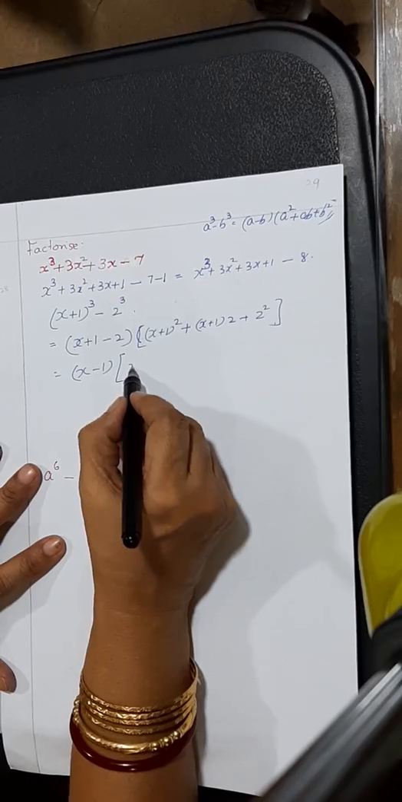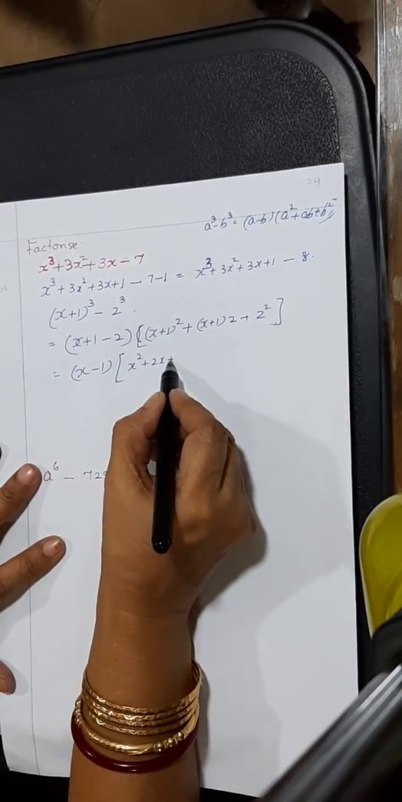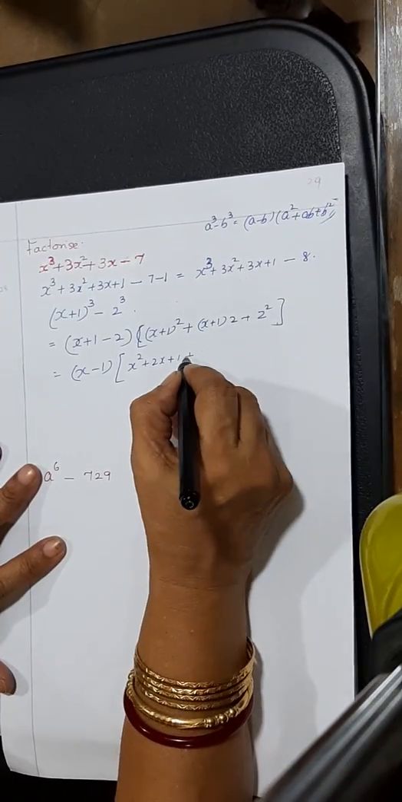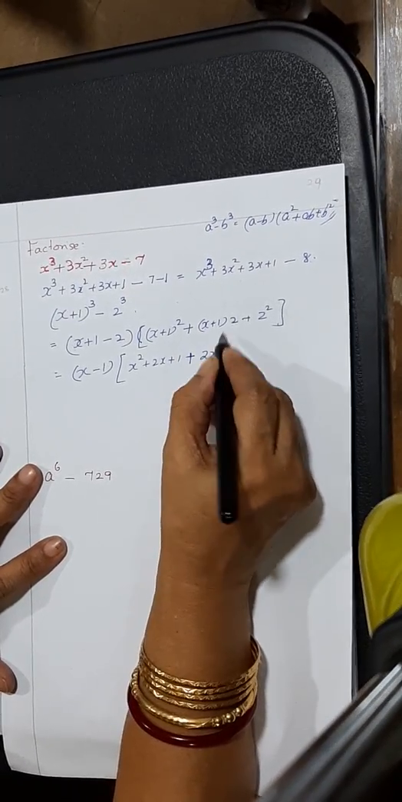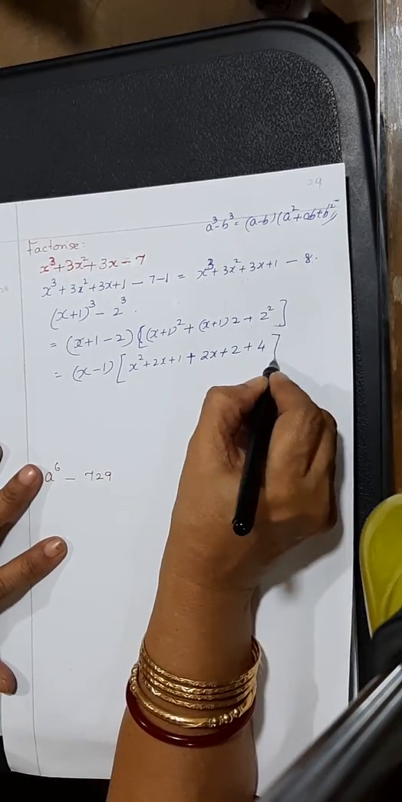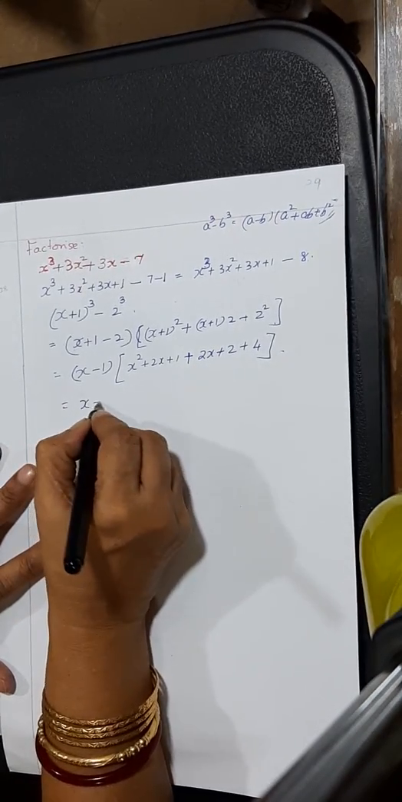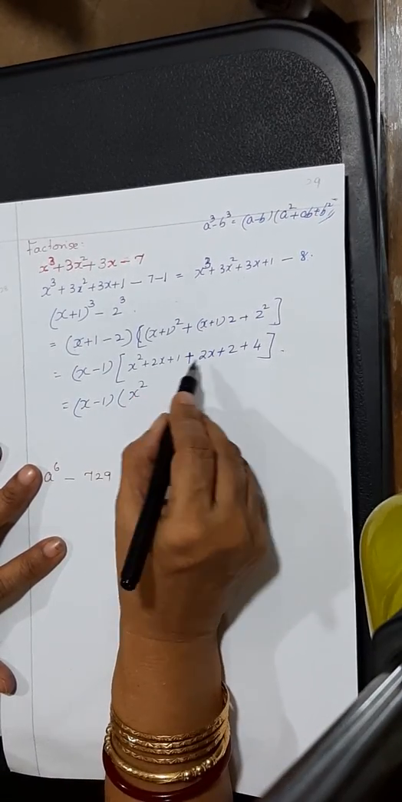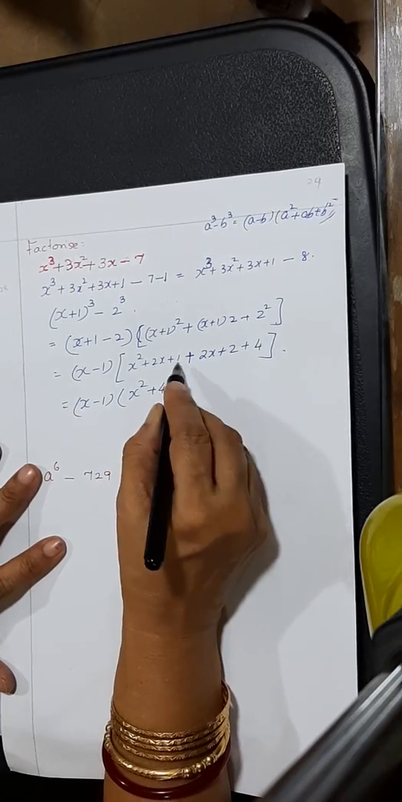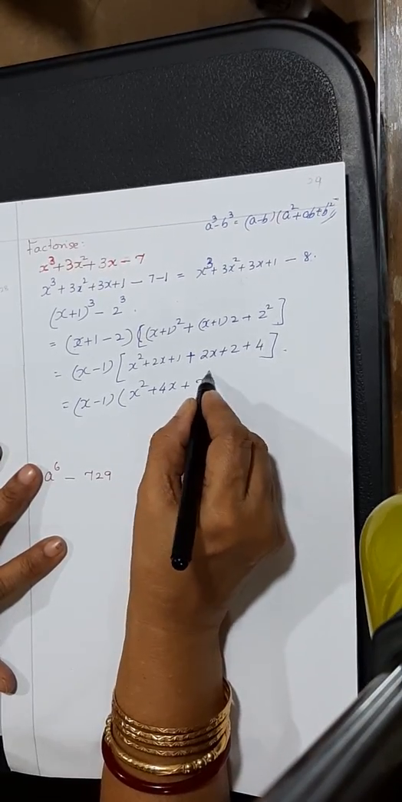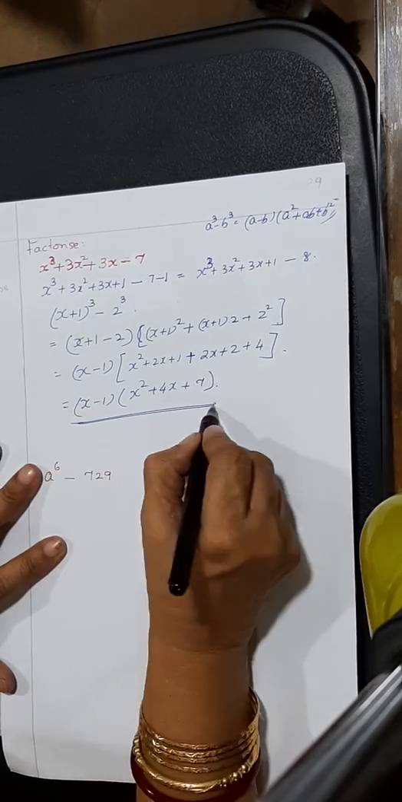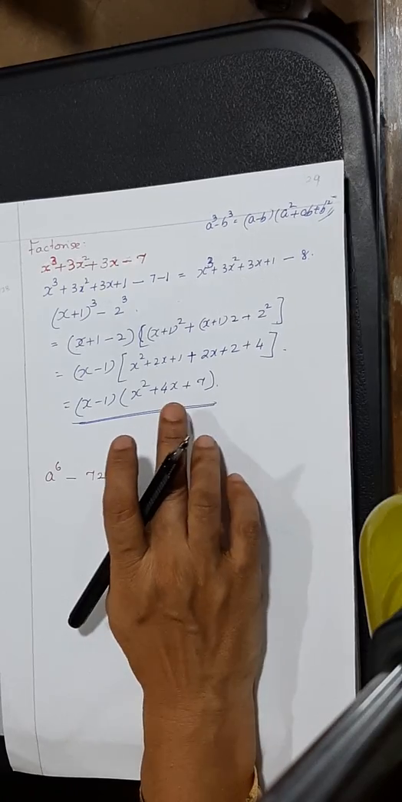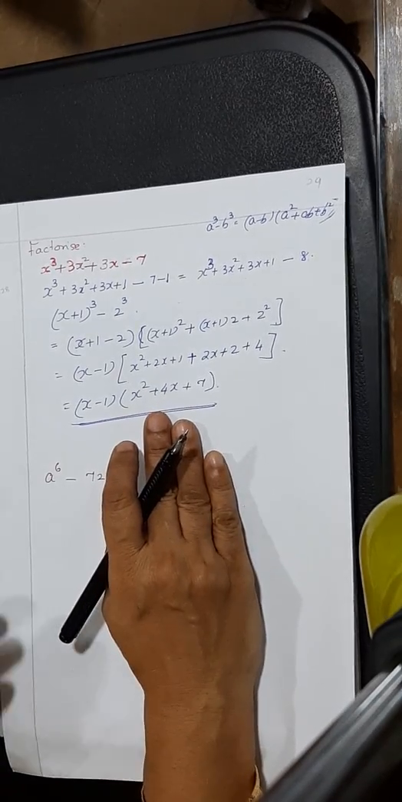Now, we will expand this: x squared plus 2x plus 1, a plus b the whole squared format, plus 2x plus 2, plus 4. Now, we will simplify this. So, it becomes x minus 1 into x squared, then 2x plus 2x will become 4x, 7. We can't factorize this further. So, we will leave it here.